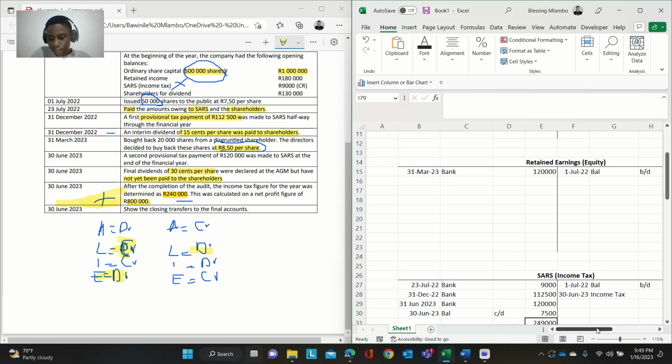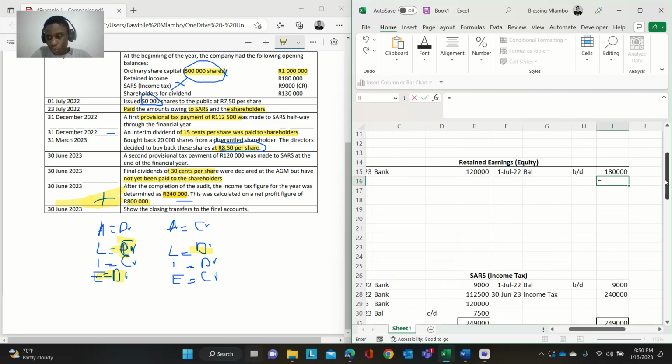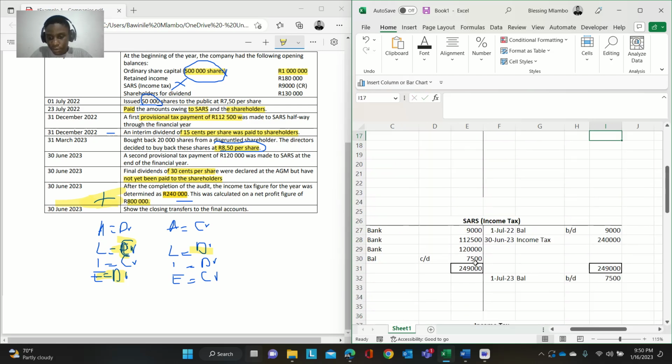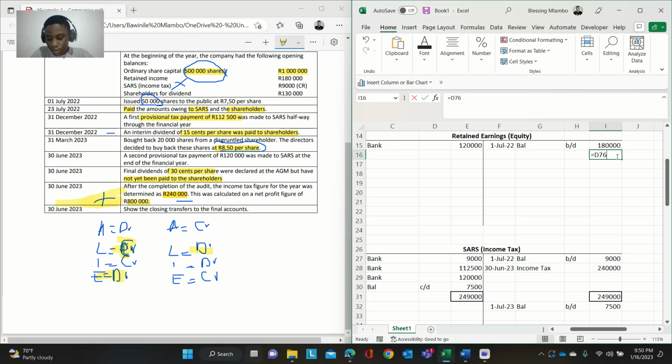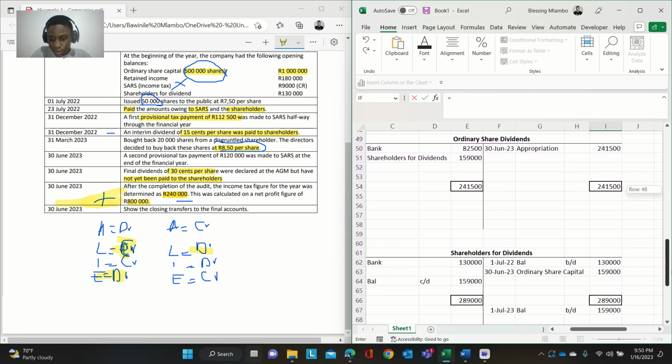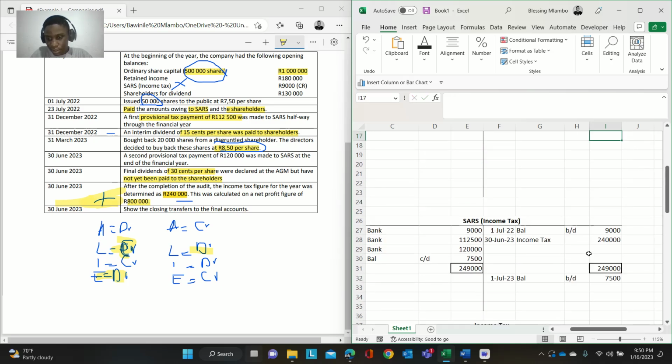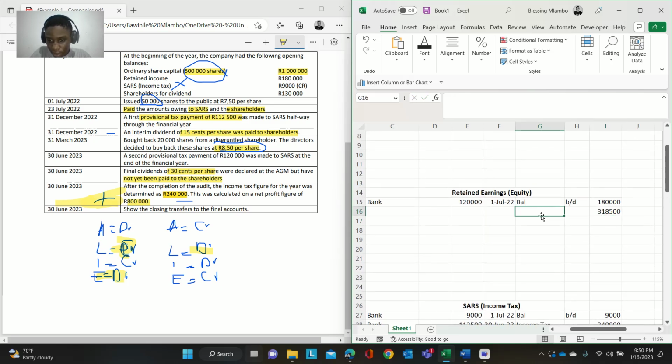It increases retained earnings because we have profits which we haven't distributed, in that the equity of shareholders is increasing. Cool, let me just plug in that figure. That figure is 318,500. So I plugged it in the retained earnings account, and it's from the Appropriation Account. This is on the 30th of June 2023. So we have the undistributed profits at the end of the year sitting in retained earnings.